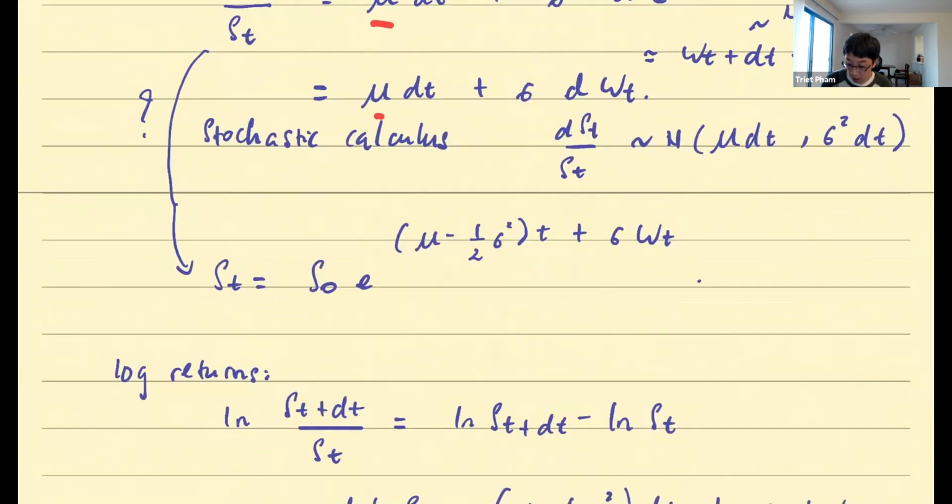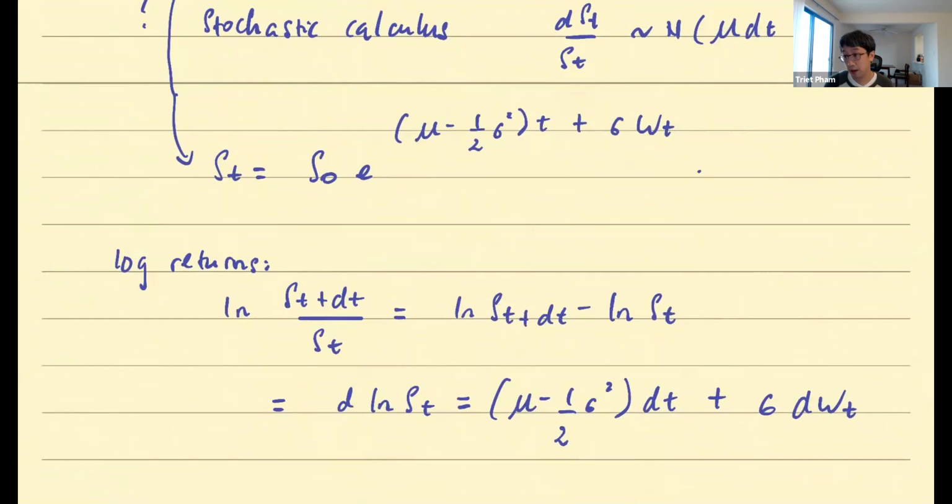This is mu, and because sigma square is positive, this is lower than that, okay? So it still has a rate of return, but the rate of return in terms of log returns is lower.